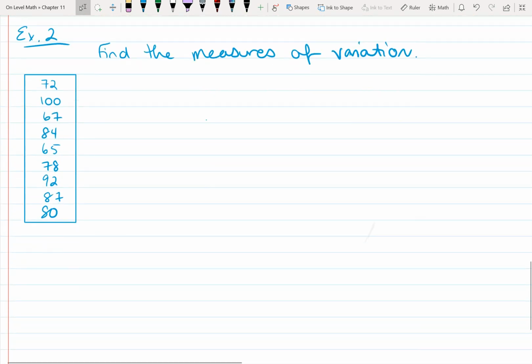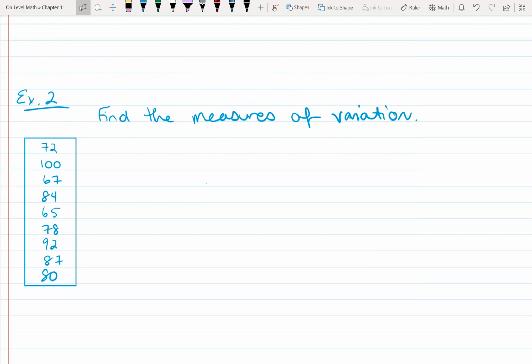Alrighty, example 2, and this is our last example. Find the measures of variation. So first step, we need to order them from least to greatest. So I believe our least is 65. Yep, 65, 67, 72, 78, 80, 84, 87, 92, and 100.